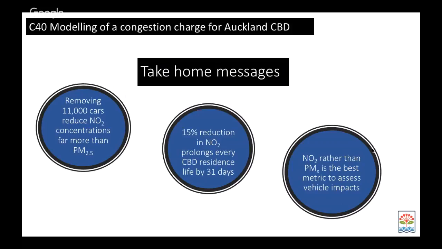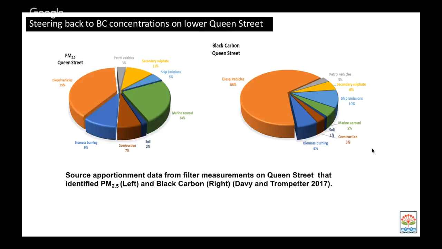So over to black carbon now. This is some work by Perry Davey and Bill Trumpeter, who is here. Hi, Bill. From 2017, so it's quite recent. This is source apportionment by filter data measurements.